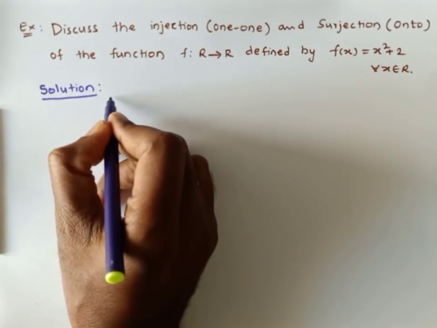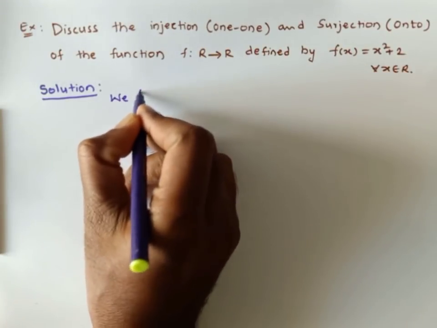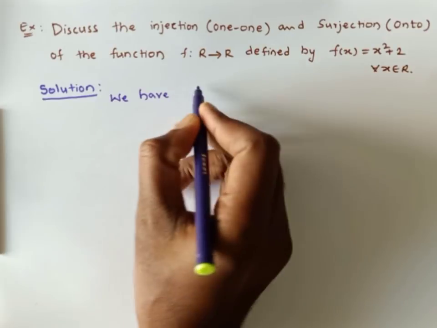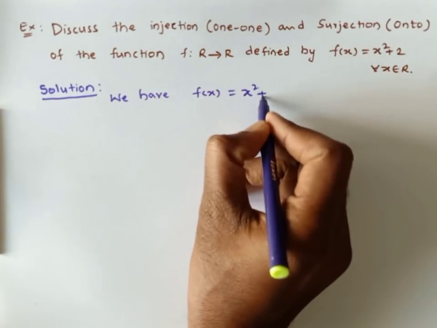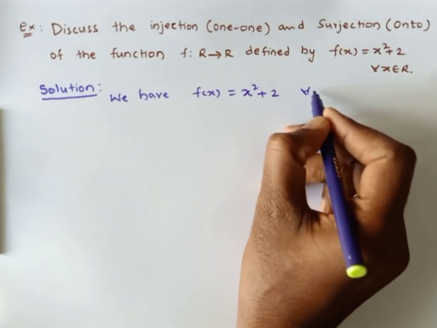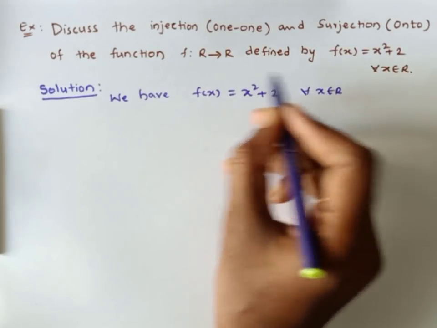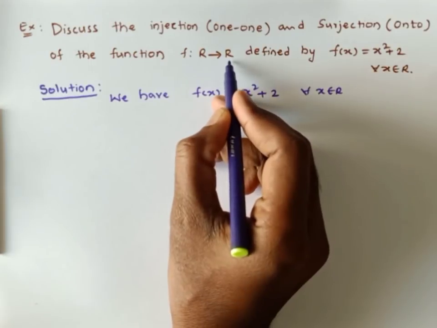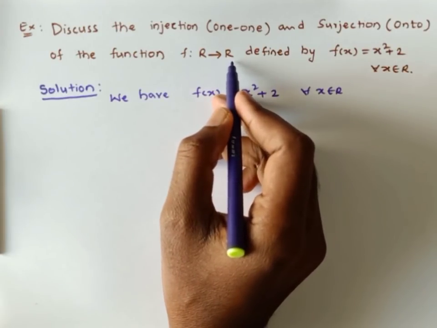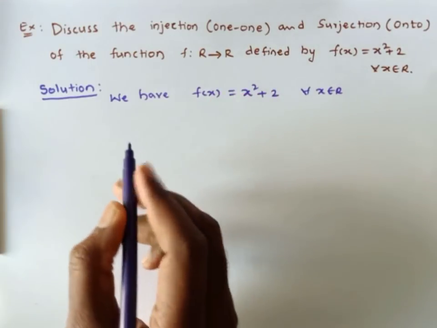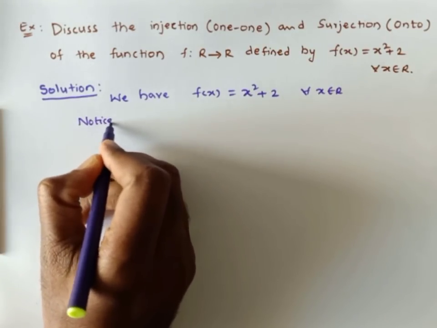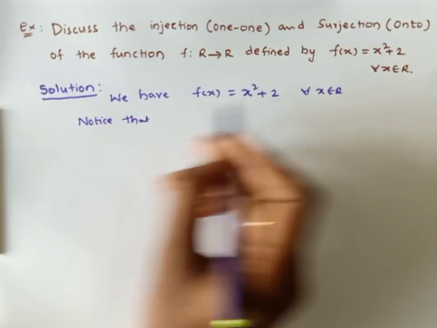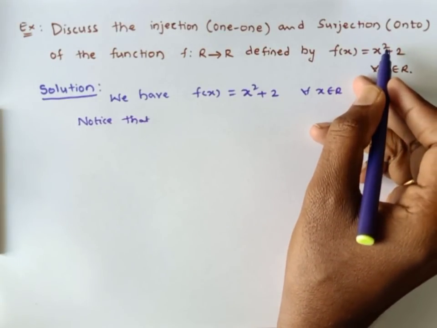Here we have the function f of x equals x square plus 2, for all x belonging to R. The input values are all real numbers and the output, or codomain, values are also all real numbers. Directly you can notice that the problem contains a square term.